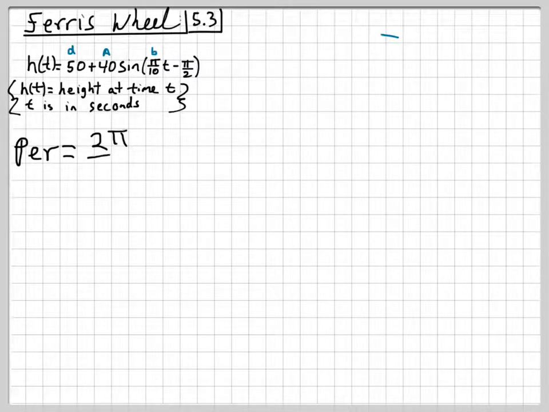Now, the first thing I'm going to do is find the period with the formula 2 pi over b. So I write 2 pi over pi over 10, since b is pi over 10. I flip the denominator, and the pi's will cancel. And if I multiply, I get 20 seconds. That would be the time to complete one revolution, one trip around the Ferris wheel.